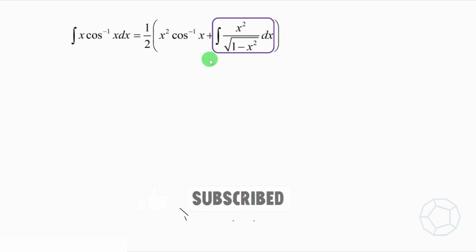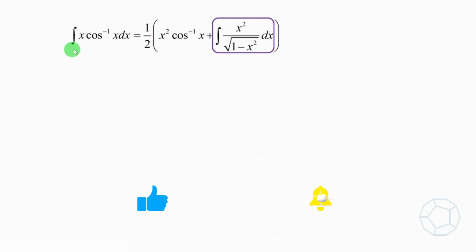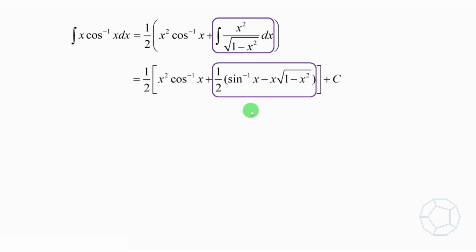Go back to this slide. Our original integral, the integral of x times arc cosine x dx, is equal to 1 over 2 times (x squared times arc cosine x plus this integral in the purple box). We put the result into the expression like this. Now, we can take out this 1 over 2. Therefore, we get the final answer, which is equal to 1 over 4 times (2x squared arc cosine x plus arc sine x minus x times the square root of 1 minus x squared) plus c.